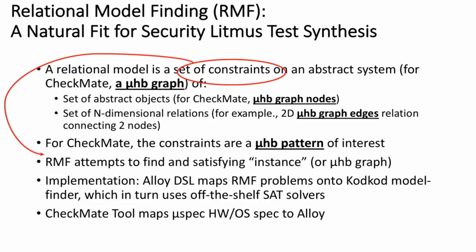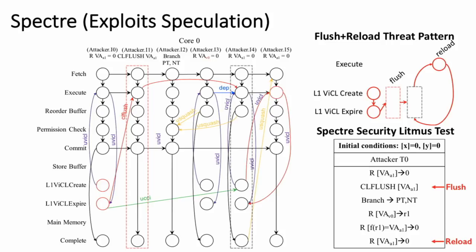And so here is what Spectre looks like in our world. As before, these columns of nodes correspond to instructions being executed. You can see by the label on the top the different threads that are involved. You can see, for example, that Spectre was based on a flush and reload threat pattern. So in the upper right, that's the pattern that the relational model finding technique is looking for. You can see that you would not want to analyze that graph to look for that pattern in there, but it's in there. Follow the red arrows and you can find it.